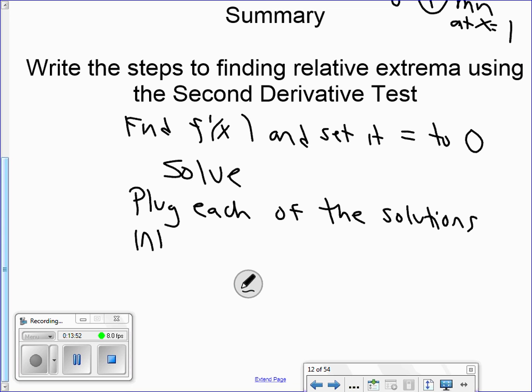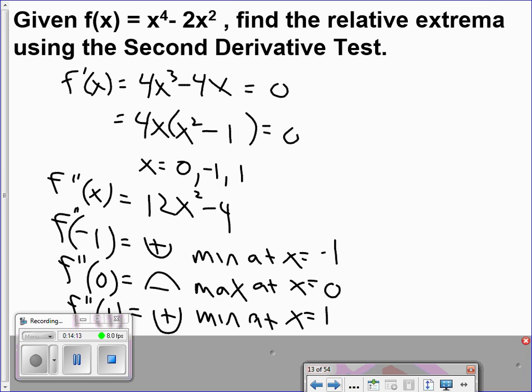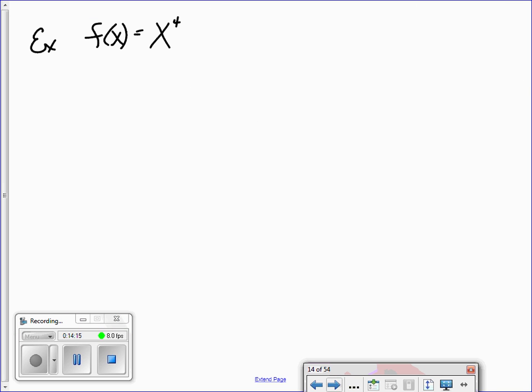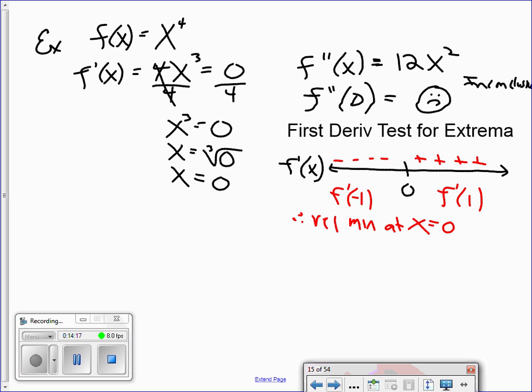Plug the solutions into the second derivative. All right, and we know if you get a positive, it's a min, a negative, it's a max, but if you get 0, it's inconclusive, you got to go back and do your first derivative whole sign chart thing. The one that I was telling you about, I just have it here so you can see it. Yeah, like that one. This is the one we were talking about before.